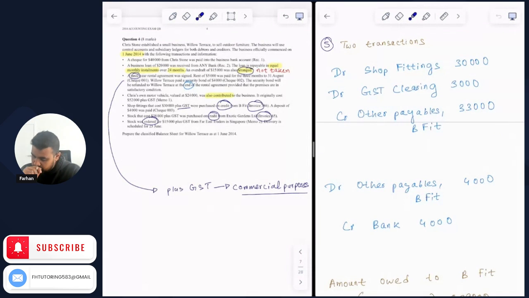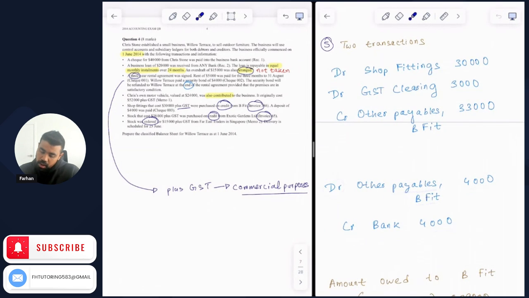Then we are also making a payment of $4,000 to this business from which we purchased the shop fittings on credit. When we pay $4,000, our obligation with this business goes down, and therefore we debit that to reflect the reduction in obligation, because when liabilities go down, we debit it. So we debit other payables BFIT by $4,000, and then we credit the bank, because that is obviously the funds available in the bank account that we have used to settle this payment.